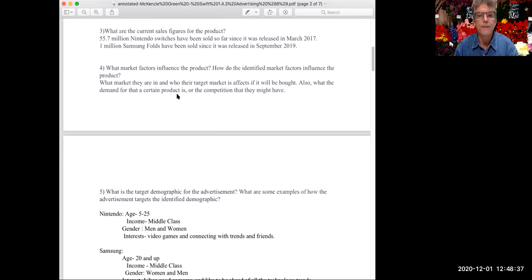So here's one of my favorite parts of this report. What is the target demographic for the advertisement? What are some examples of how the advertisement targets the identified demographic? A lot of people weren't quite understanding what a demographic was, or how it's just a section of the population that this person wants to get their product to. Typically, you're using demographics to sell advertising.